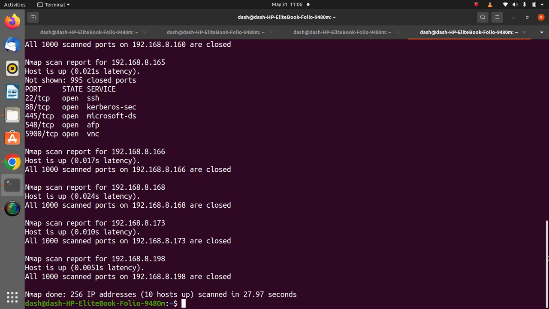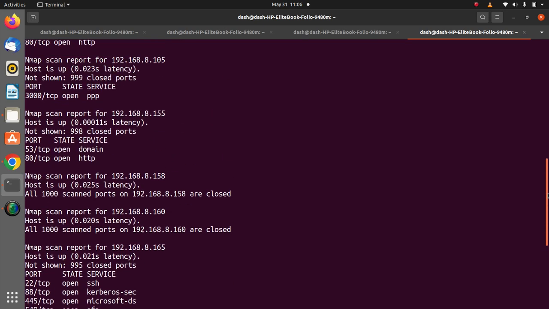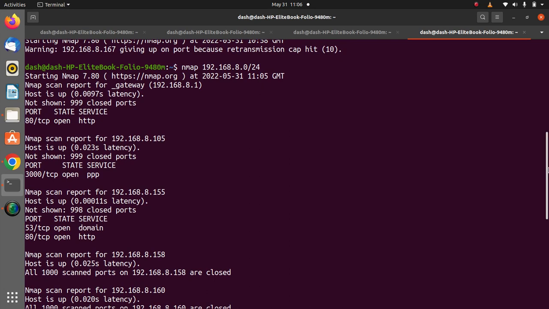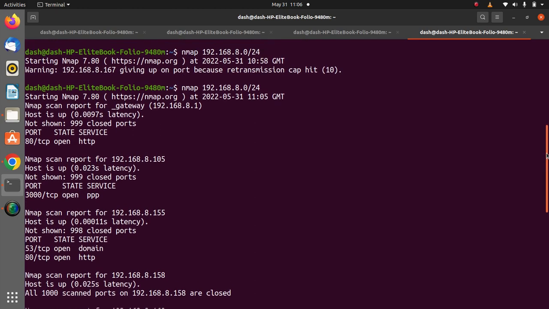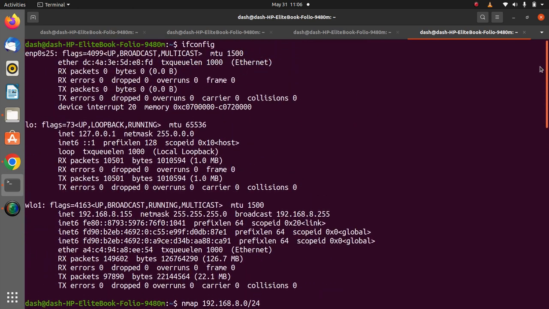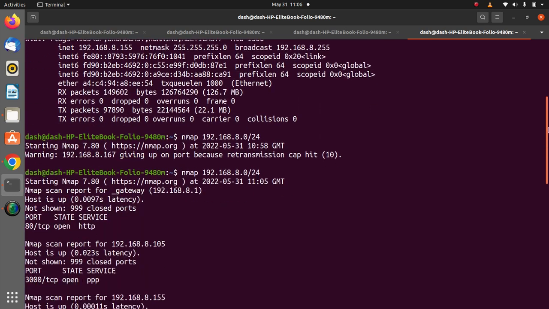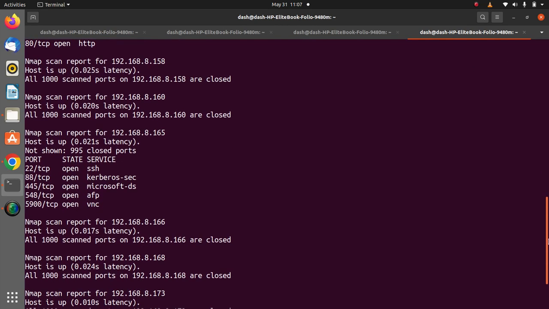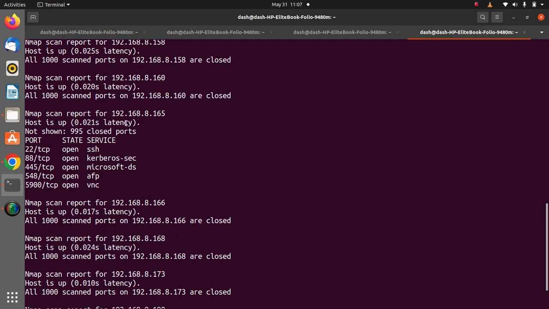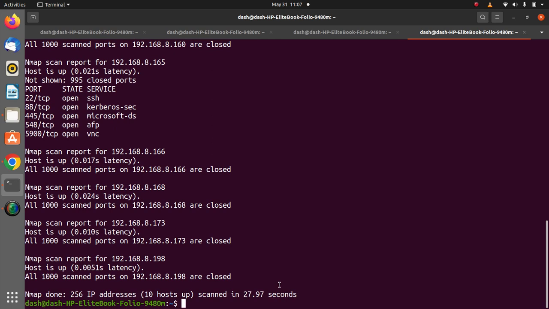Alright, so these are the different systems currently connected to the network. This is my gateway, and 155 is my system. I'm going to pick a victim. I'm going to attack this system, 165. Now we're using AppSpoof.